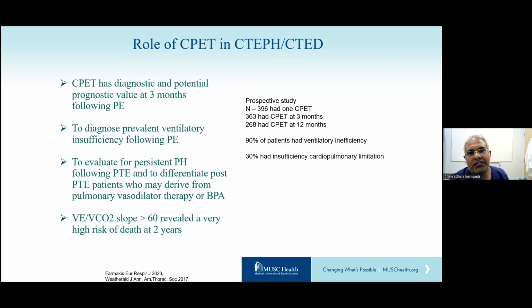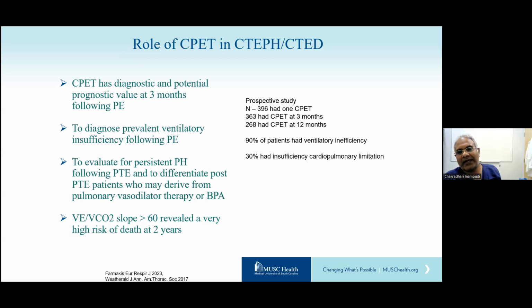Now, moving on to understanding the role of CPET in CTEPH and also chronic thromboembolic disease. It has diagnostic and potential prognostic value at 3 months following the PE. It helps to diagnose prevalent ventilatory insufficiency following PE, to evaluate for persistent PH following PTE, and to differentiate post-PTE patients who may derive benefit from pulmonary vasodilator therapy. Important to understand that a VE/VCO2 slope of greater than 60 revealed a very high risk of death at 2 years for this patient population.